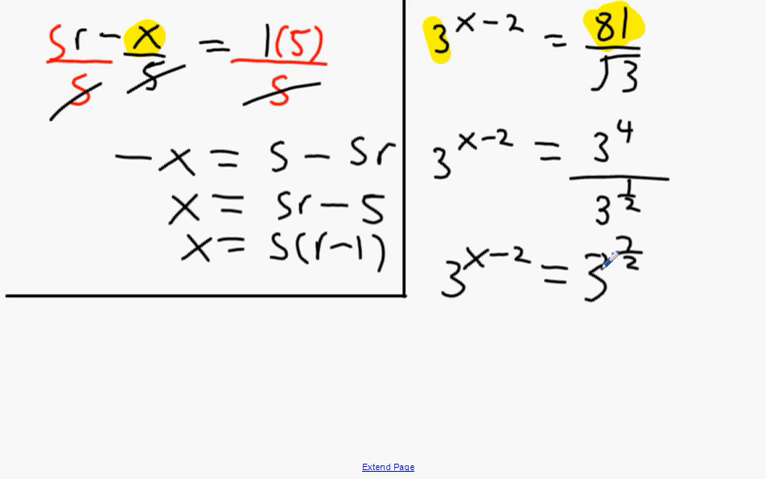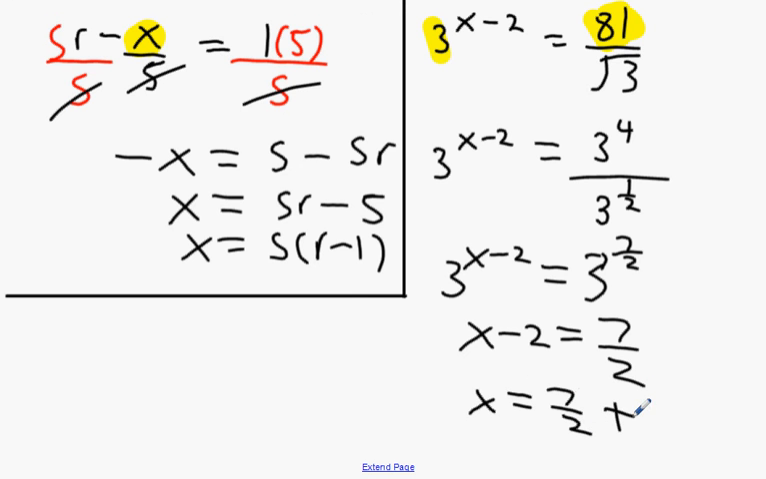Get rid of the 3's, the base numbers. Yeah. Equals 7 over 2. Bring the 2 over to the other side and add it on. 7 over 2 plus 2. 11 over 2 it is. Okay. Any questions on that? Nope. Okay. How many people got that one? So, okay.